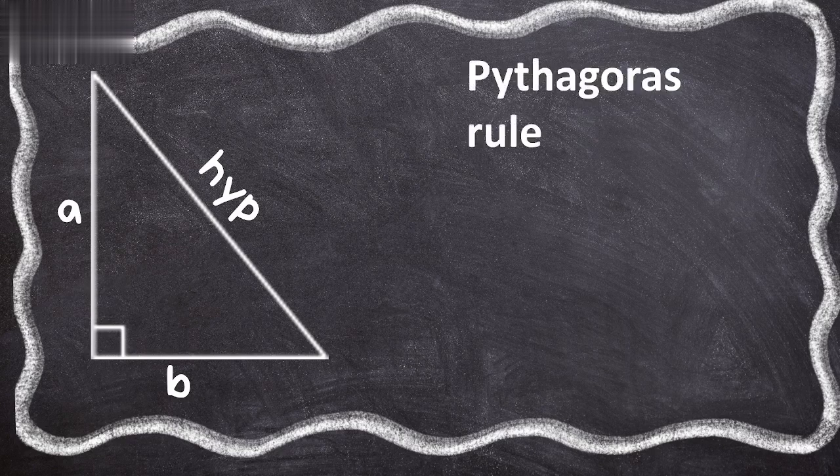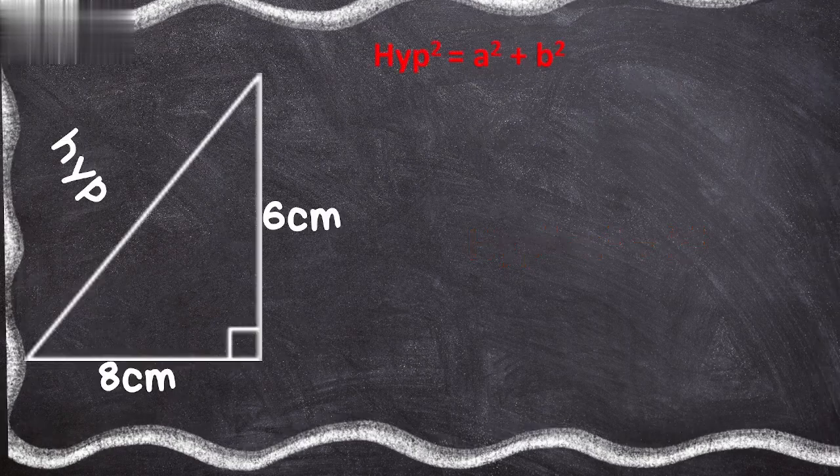Now the Pythagoras rule simply states that hypotenuse square is equal to a square plus b square. This is the formula we use when we want to apply the Pythagoras rule. Let's solve one triangle. I'll show you how this rule is applied to find the different sides of the right angle triangle.